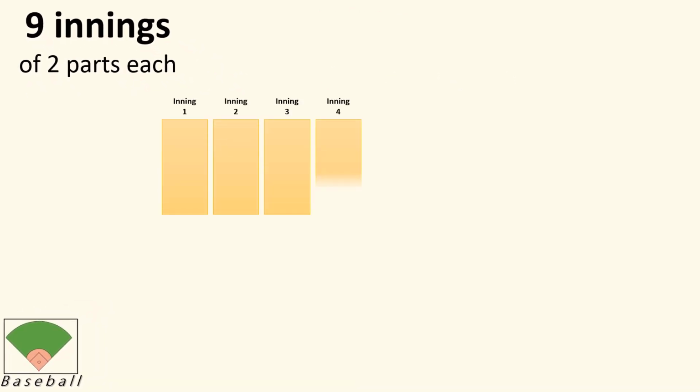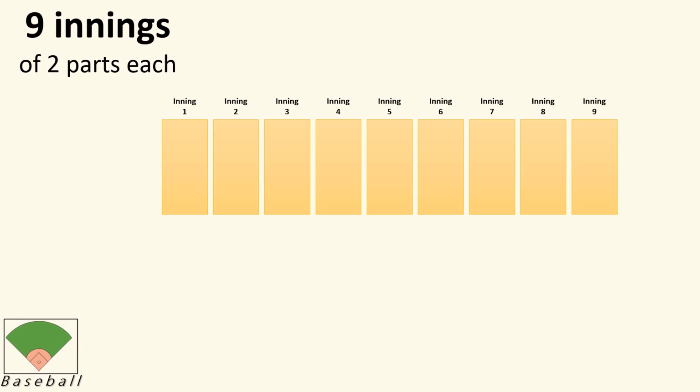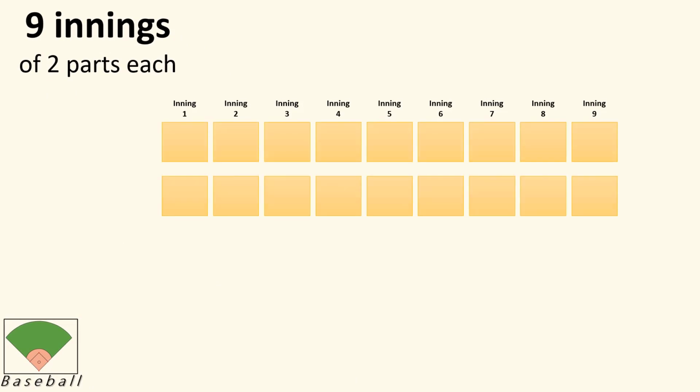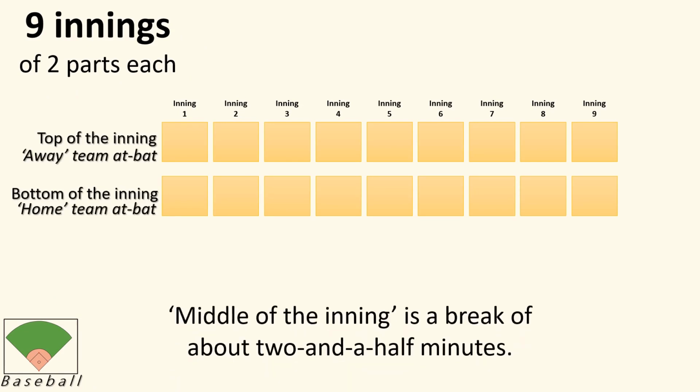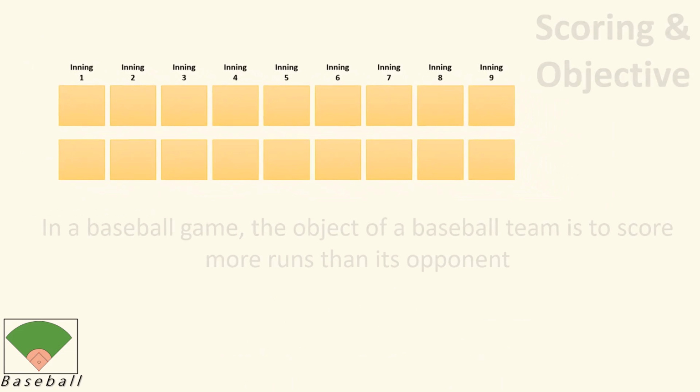In baseball, the first part of an inning is called the top and the second part is called the bottom of the inning. The middle of the inning is basically a break where players grab their equipment, such as a helmet. It is about 2.5 minutes in length.